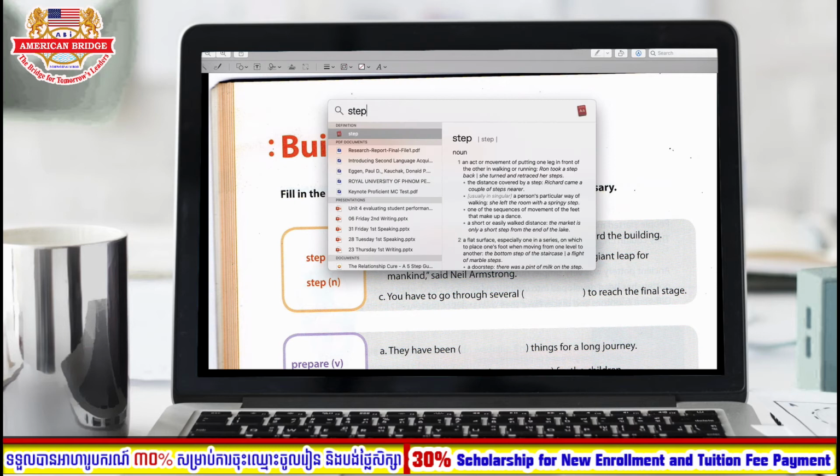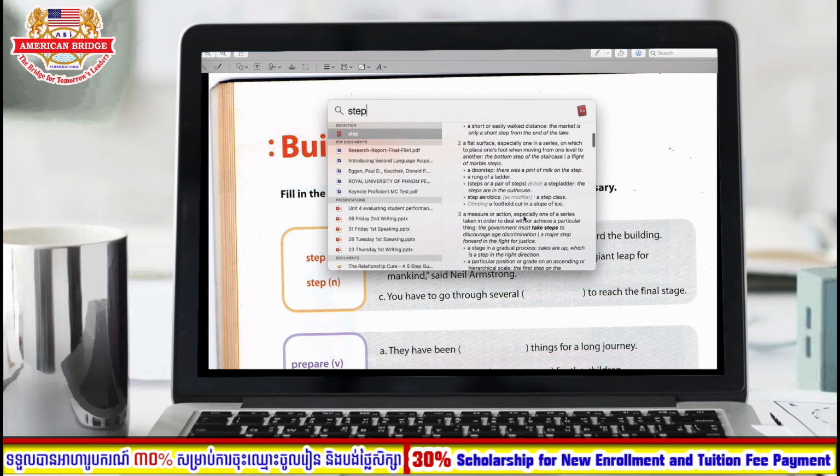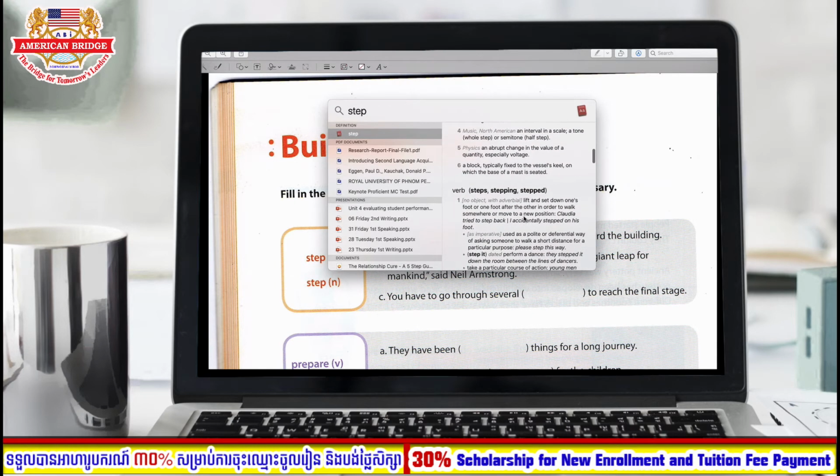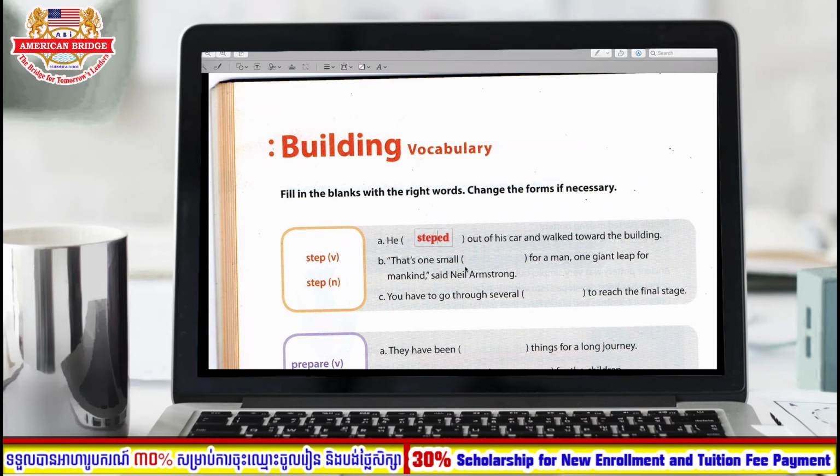So here, let's look at the word ending. Step functions as the noun, and it can function as the verb right here. So here we need to double the last letter because it follows the structure of consonant, vowel, and consonant, right? So you need to double this. This is the correct answer for letter B.